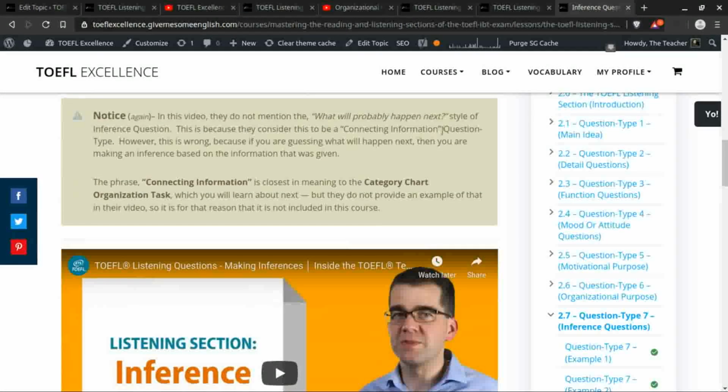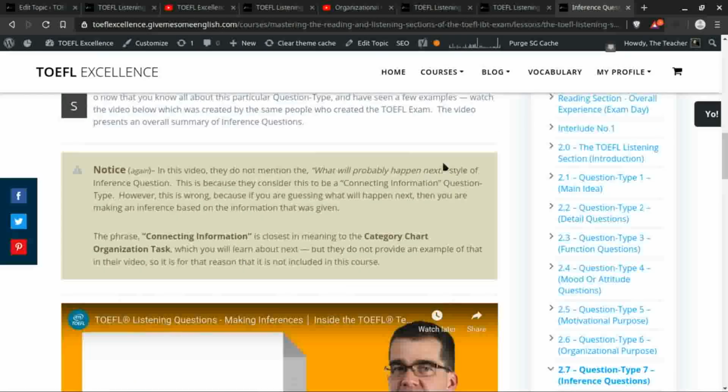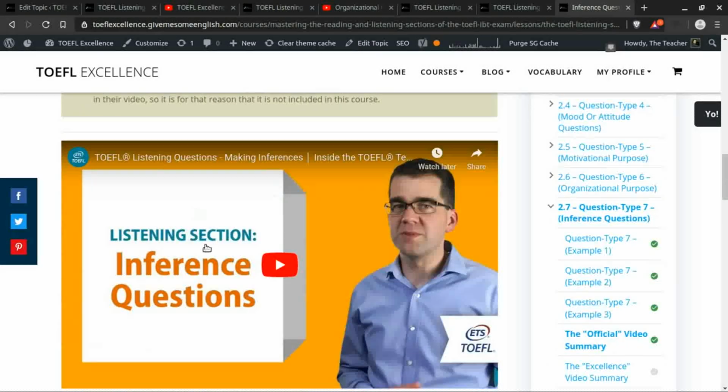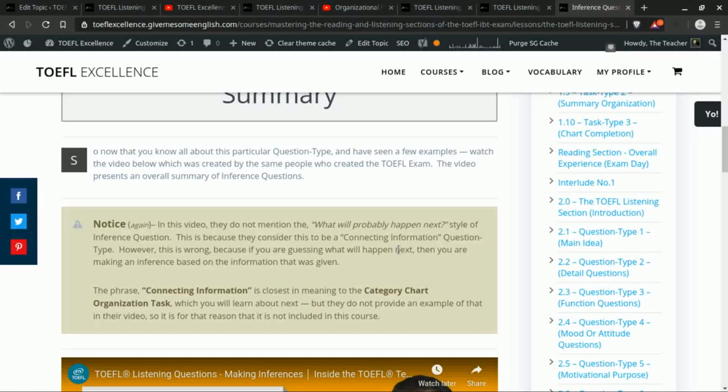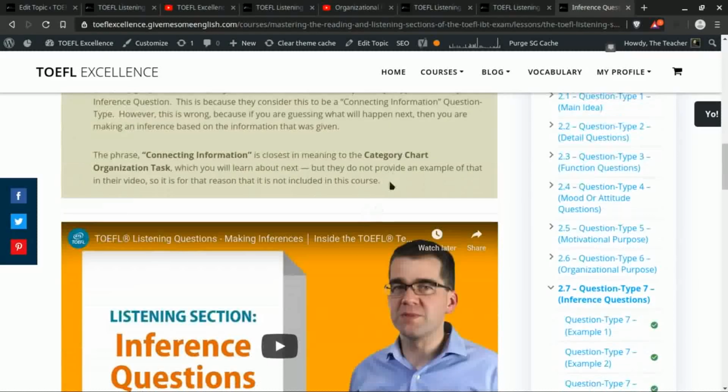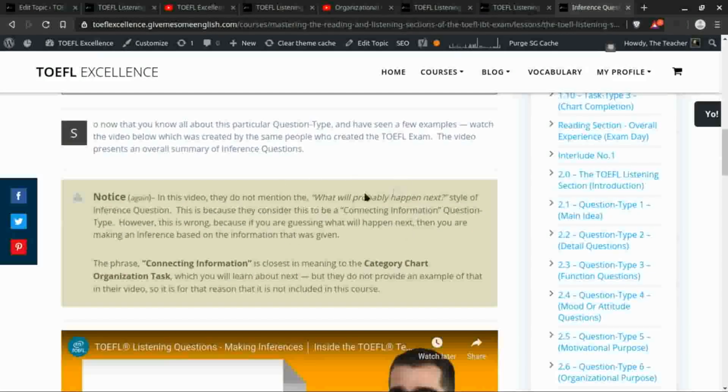And they refer to this as connecting information. All right. Well, yeah, you are connecting information, but connecting it to what? If you're making an implication about inferred meaning, then you're connecting information together to come up with your own idea. And the reason I think this is a little bit strange is because it seems to be obscuring what you're doing.